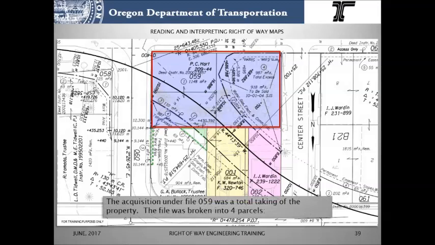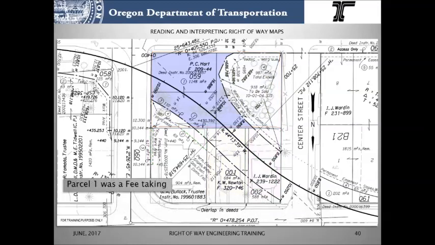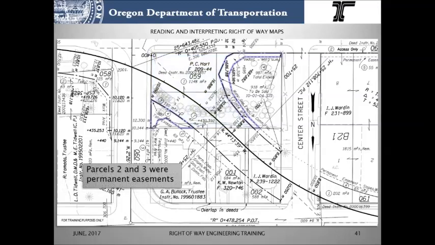Okay, here, acquisition. Now, this is a file where we acquired the entire property. So file 59 is a total taking of the property, and it was broken down into 4 parcels. So parcel 1 was a fee taking. Parcels 2 and 3 were permanent easements.